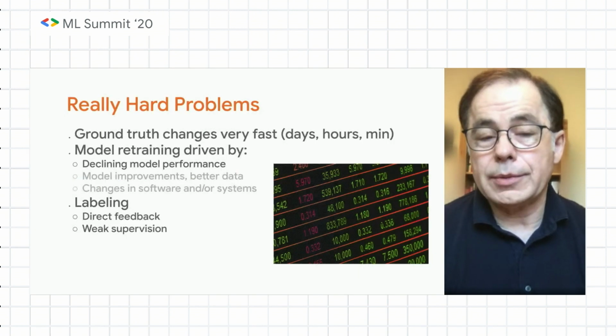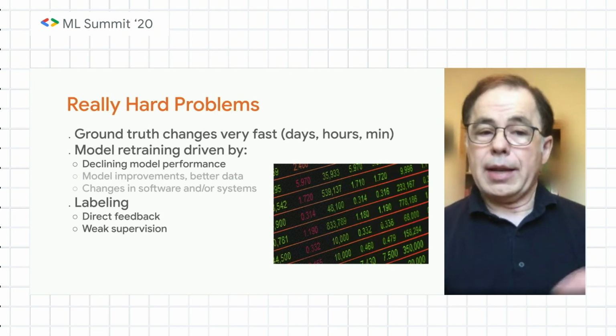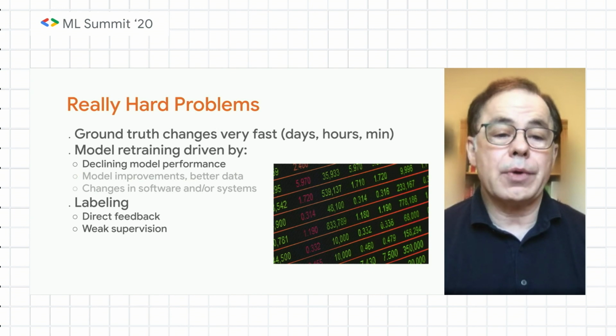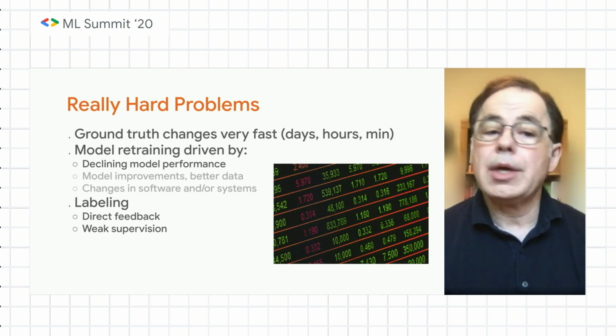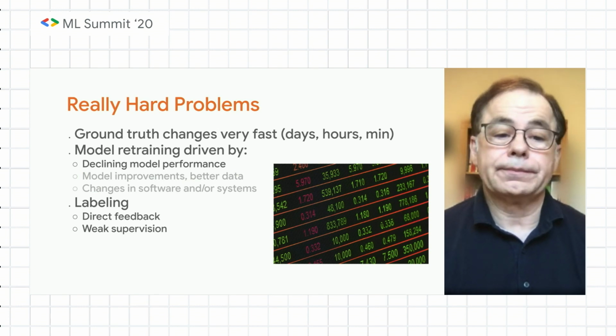Really hard problems are where the ground truth changes very fast, on the order of days or hours or minutes. And in this case, you're almost always going to be retraining your model because of declining model performance. You may also be coming up with model improvements, and that's great.